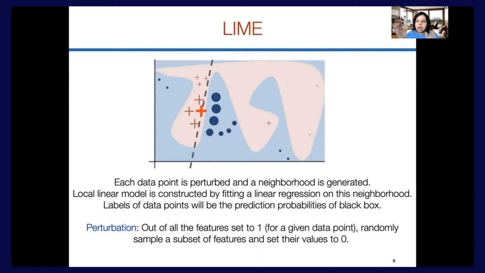And out of all the features that have a value of 1 for a given data point, you randomly pick a subset of features and then flip their values to 0, right? That's how they're creating the perturbation. So you have a vector of ones and zeros, that's your feature vector. Take that vector, there are some ones in this vector, obviously, pick a random sample of some features which have ones and flip those to zeros, and they're calling that a perturbation, right?